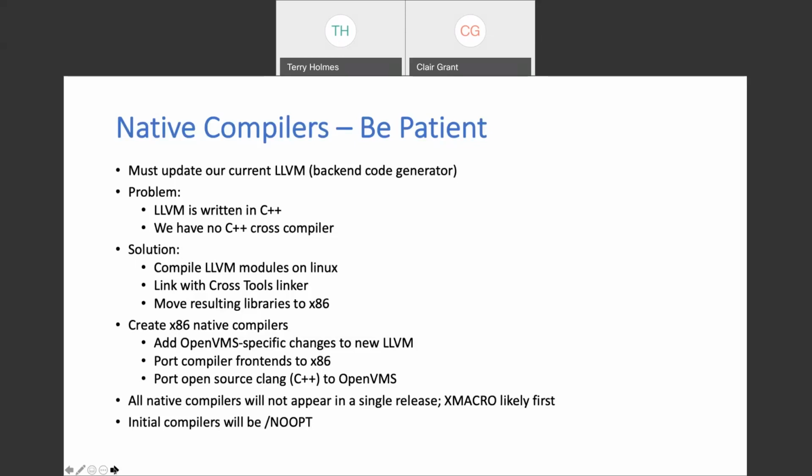It's a guarantee that not all native compilers will appear at the same time in 9.1 releases. They will make their way in as we progress through a 9.1, an A, B, C, or whatever. It looks like Xmacro will probably be first, but no predictions as to the sequence of compilers after that. That may depend a lot on customer feedback and the order in which things happen. And when we first have native compilers, they will not be optimized. So there's a long way to go here, but it's all in the works.